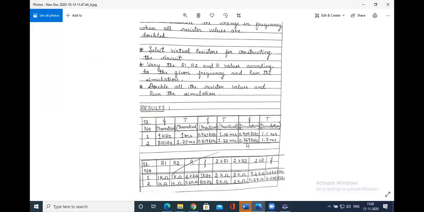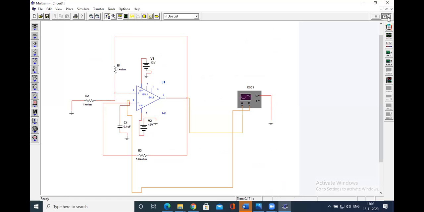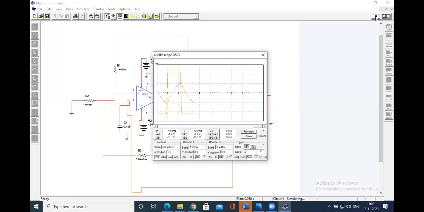Okay. That is 1 kilohertz. We have got nearby 0.9 and you should get 800 kilohertz. Okay. Now you run the simulation. Now you stop the simulation, pause the simulation. Now you measure the difference between T1 and T2. One complete time period is being measured.